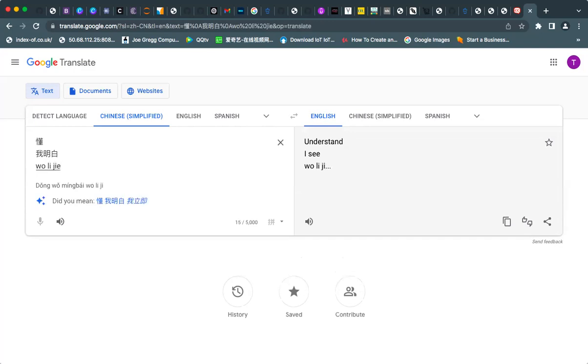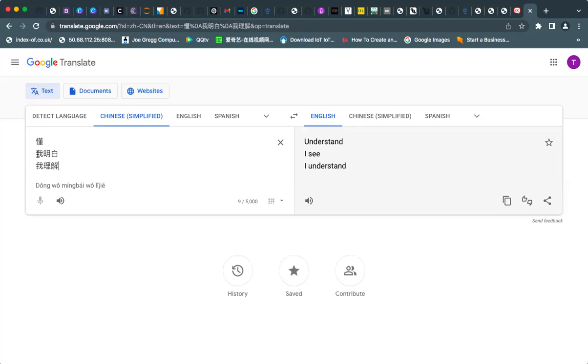And so now we need one last one. Oh, there's also another one. Bu Jidao, I don't know. Okay, so this one here in the middle, we have Wodong. Dong, we say this one. Then we have ming bai.